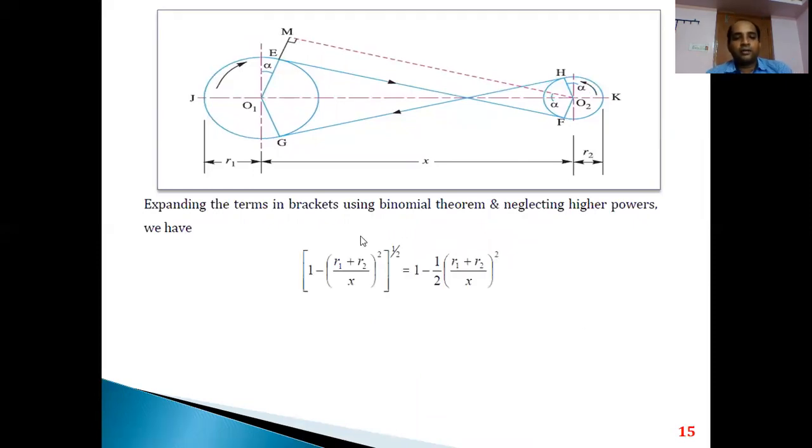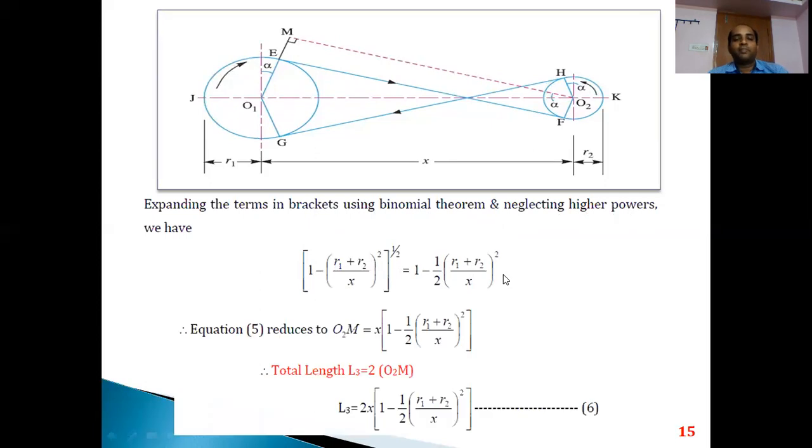For this equation, we are applying our binomial theorem by removing the brackets, expanding the terms in the brackets. We apply the binomial theorem where we neglect the higher powers. When we neglect the powers present beyond this, the resulting term is 1 minus 1 by 2 (R1 plus R2 by x) whole square. This binomial theorem we have already learned in your PUC classes. The same theorem I am applying here.